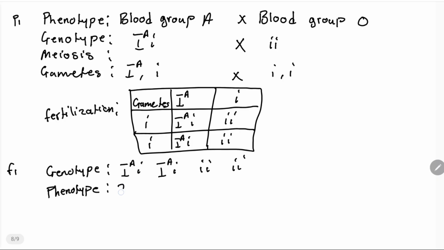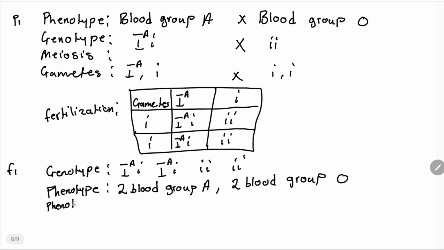So our phenotype here is going to be 2 blood group A and 2 blood group O. But we have not answered the question. The question wanted us to write the phenotypic ratio. So we're going to write phenotypic ratio. So we've got 2 that are blood group A and 2 that are blood group O.